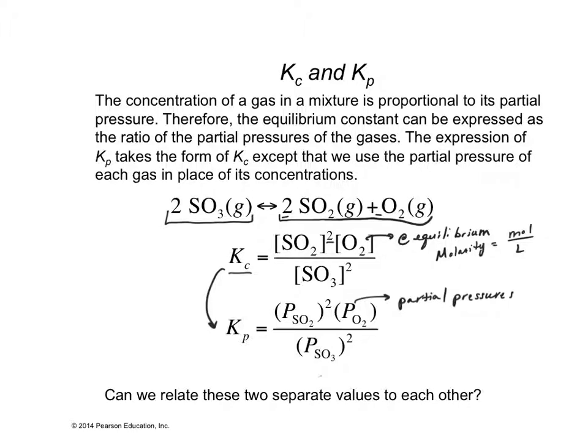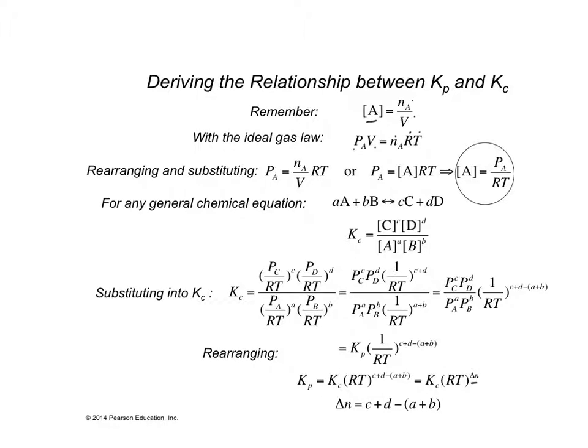So Kc and Kp are the same thing, except we're just differing the ways in which we measure our equilibrium values for our reactants and products. For Kc, we're measuring these in terms of molarity, and for Kp, we're measuring these in terms of partial pressures, okay? So can we relate Kc to Kp? Well, we can, because concentration and partial pressure are proportional to one another, and we can convert freely in between the two, okay? So how do we do that?